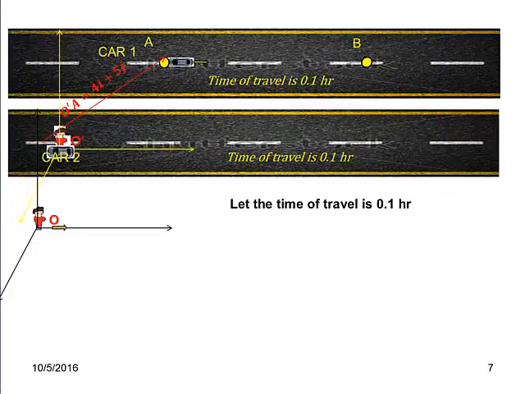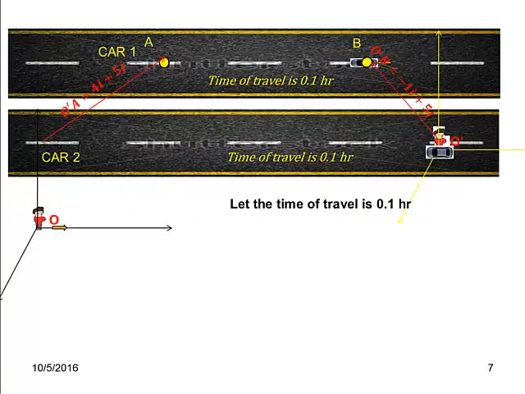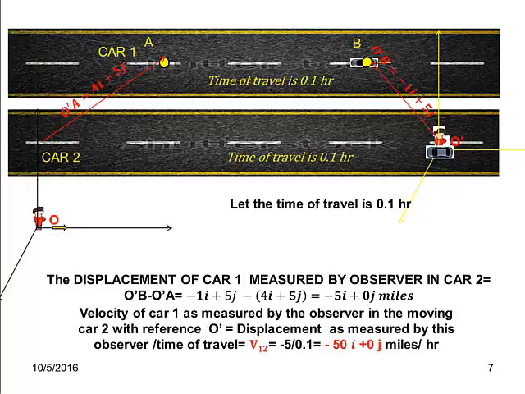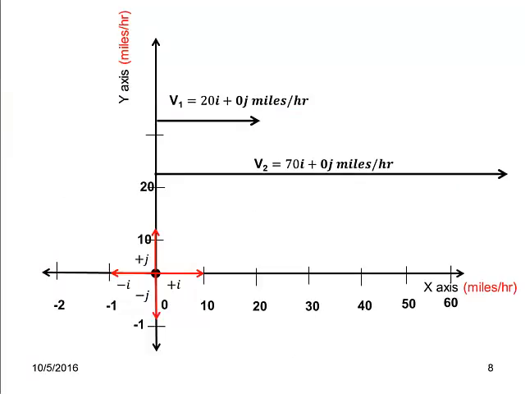The displacement measured by the moving observer is O'(B) minus O'(A), which is equal to minus 5 miles. And the velocity of car 1 relative to car 2 is represented as v12, which is equal to minus 5 divided by 0.1, which is equal to minus 50 miles per hour. Let us represent this velocity of car 1 measured by the observer in moving car 2, or the relative velocity of v1 with respect to 2, as v12, along with other velocity measurements.